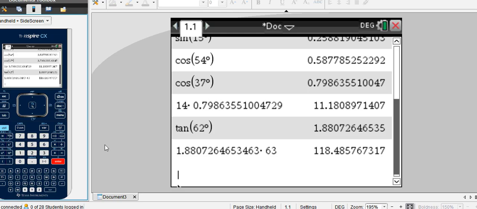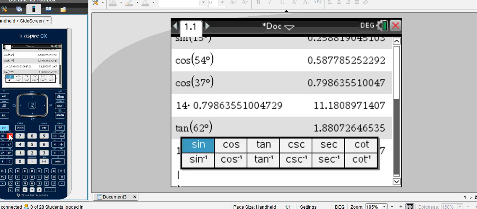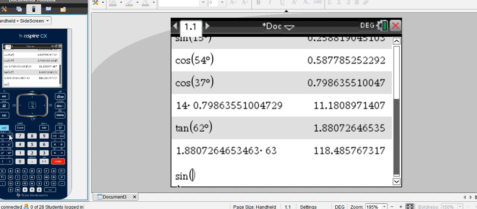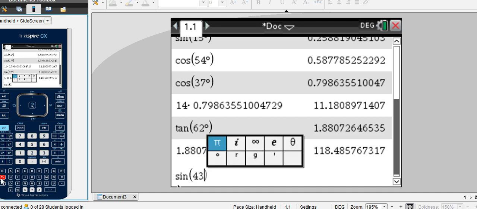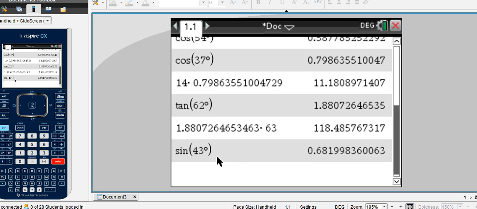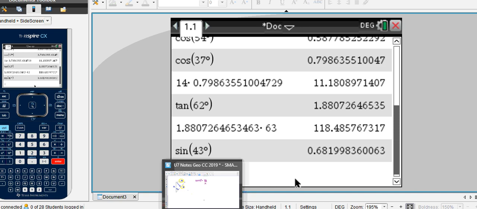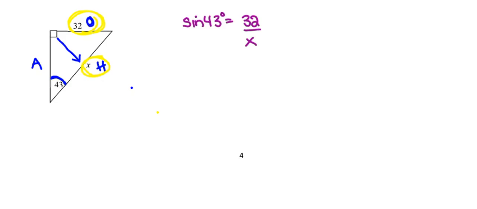And I'm going to get my calculator out and go figure out what the sine of 43 degrees is. So 0.6819. And again, I'm going to put on my paper only the first four decimal places, regardless of what it rounds to. So 0.6819 is equal to 32 over x. And again, I'll put that over 1 so that I can cross multiply.